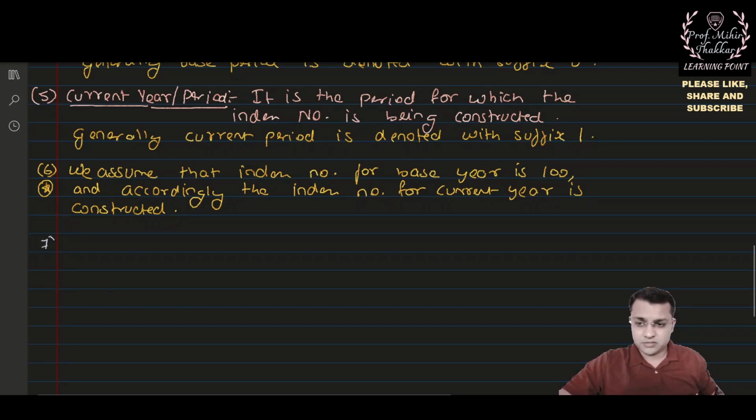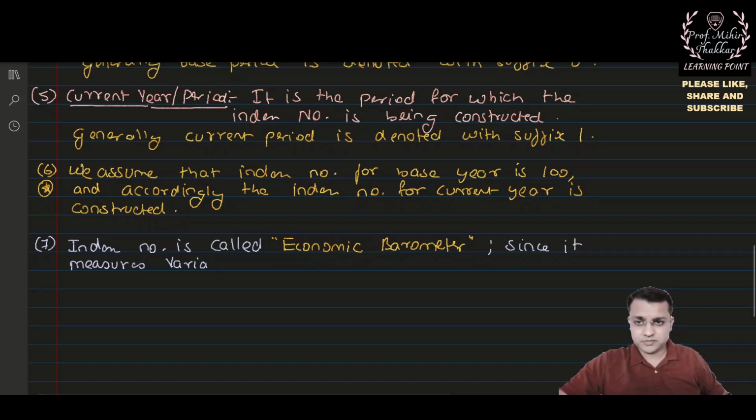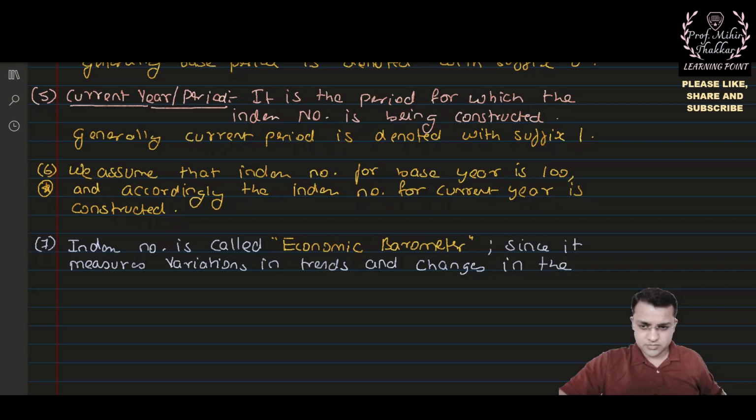And the point number 7, as I told you already before also, but it is a very important feature of the index number. So we are writing it once again. So all of you please take it down along with me. Index number is called economic barometer, since it measures variations in trends and changes in the economy.